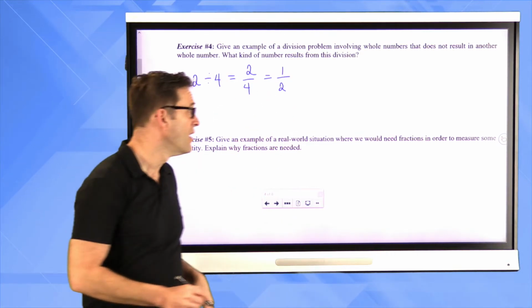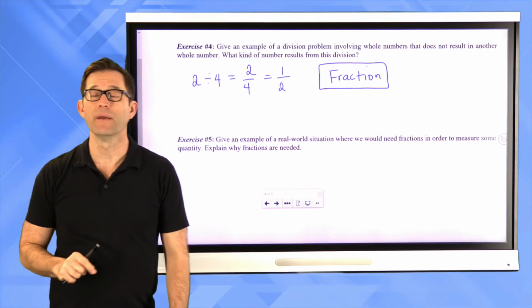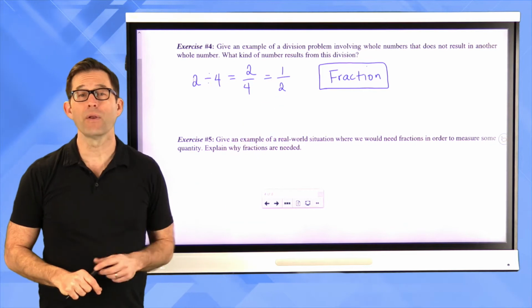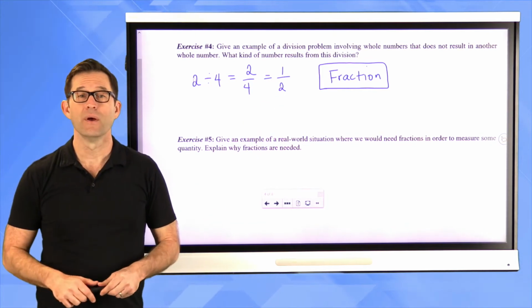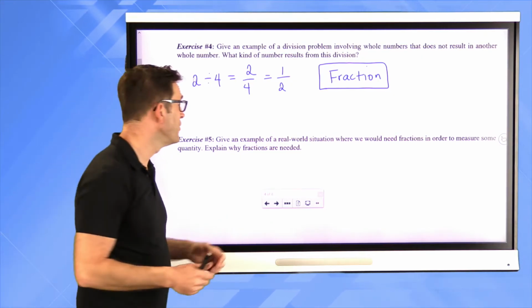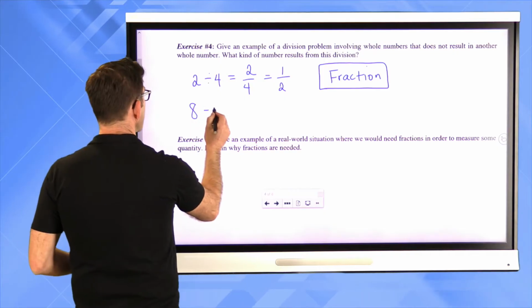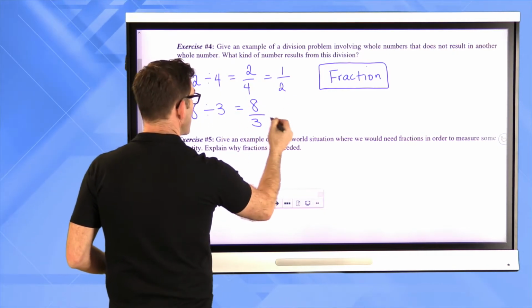Okay, and in fact, the type of number that does result is a fraction, right? Now we're going to give those fancier names in just a moment, but when I take a whole number and divide it by another whole number and don't get a whole number as a result, what I'm getting is a number that at least has a fractional part. Even if you do something like dividing a larger whole number by a smaller whole number, 8/3 is still a fraction, right?